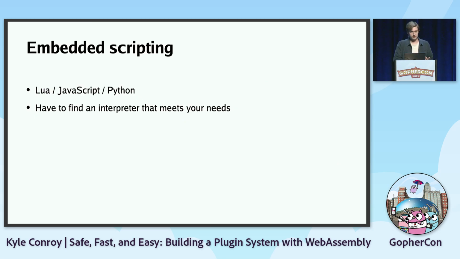One of the downsides of this, though, is that you have to make a lot more choices for your plugin users. You have to decide what languages to support, and what versions to support. And in Go, you have to decide which interpreter to use. It's pretty unlikely that you're just going to use the default CPython or the default Lua right off the shelf. You're probably going to have to find some interpreter that is either written in Go, or is in CGO and wraps an official interpreter, to meet your needs.